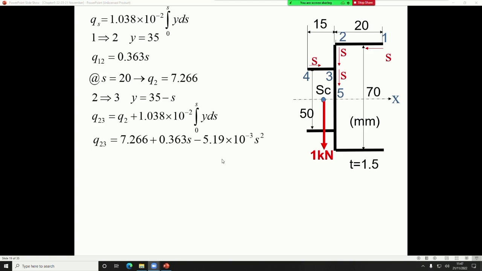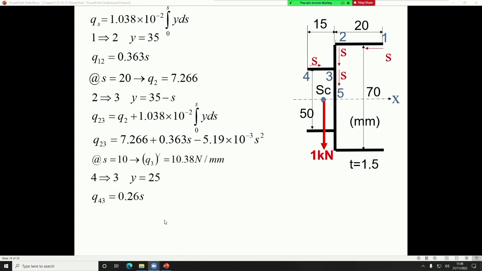Now we move on to panel 4, 3. Point 4 is an open section, 3 is not. So 4, 3 is parallel to the x-axis, so y is equal to 25. I explain this later on. So y is equal to 25, and if I substitute in the top equation, I get a linear distribution.